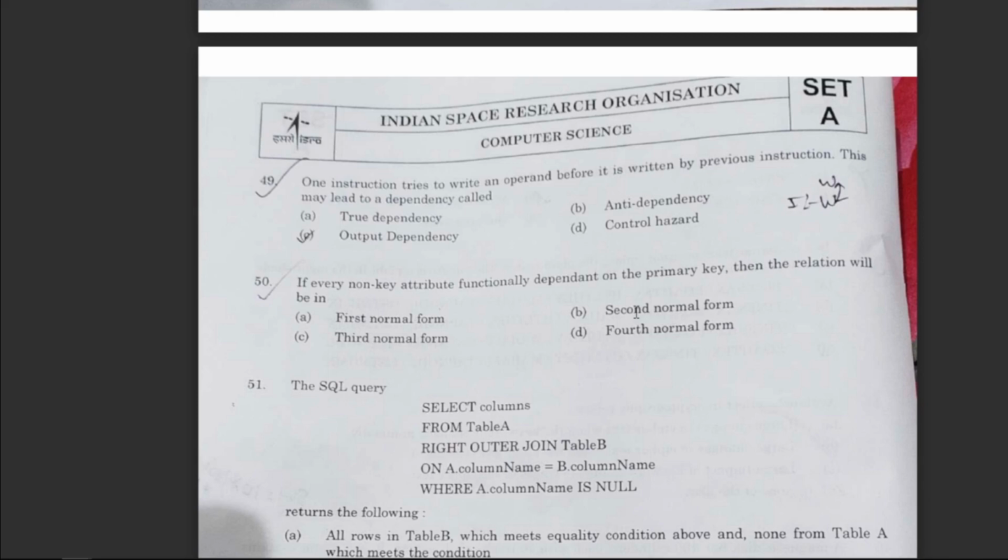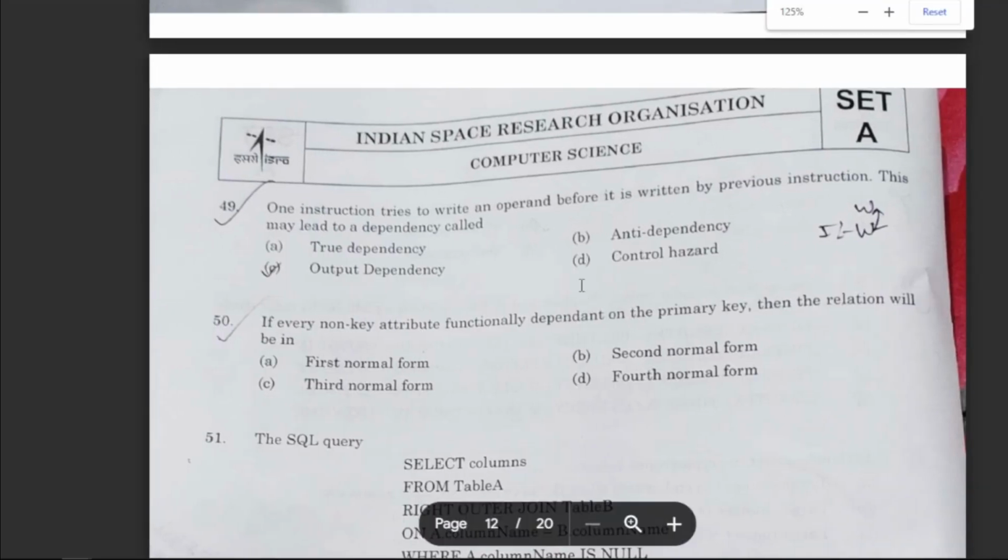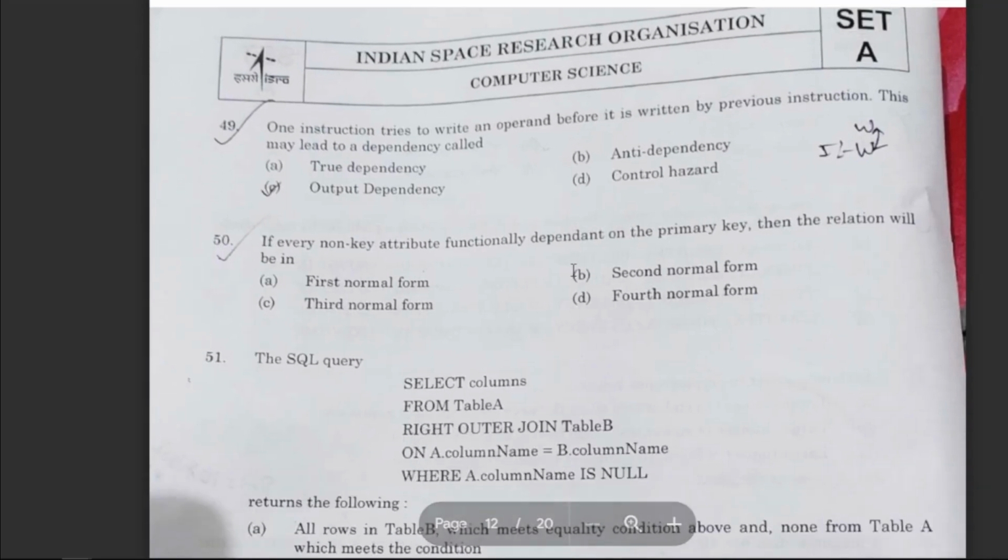Hey friends, welcome back. So let's continue the ISRO 2020 question paper. Question number 49: one instruction tries to write an operand before it is written by a previous instruction. This may lead to a dependency called what? So for 49, this dependency is known as output dependency.